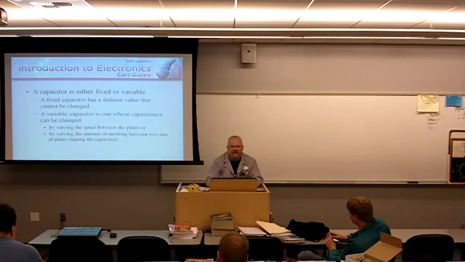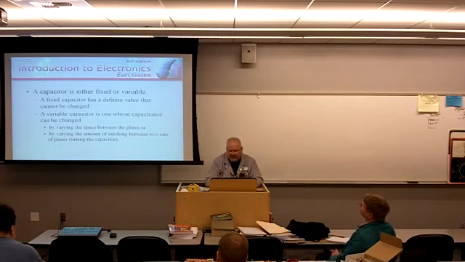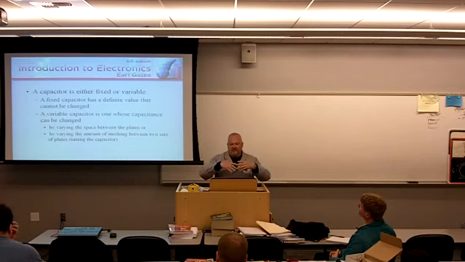A capacitor is either fixed or variable. A fixed capacitor has a definite value that cannot be changed. It's made a certain way, if you will. A variable capacitor is one whose capacitance can be changed by varying the space between the plates or by varying the amount of meshing between two sets of plates. Although they say mesh, the plates never touch. They have to be kept electrically isolated with an insulator in between, and that insulator could be air.